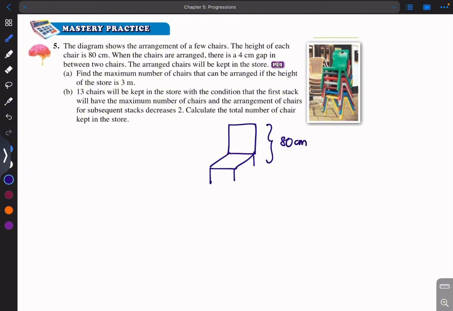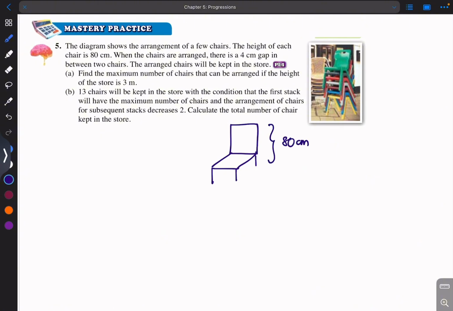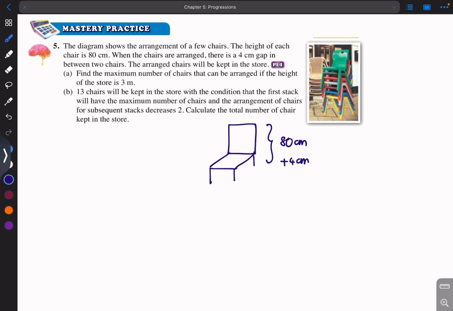But when we stack one onto another, it increases by 4 cm. So every chair we stack, the total height is going to increase by 4. So this looks like an arithmetic progression. So we can say a is 80, this is the initial height, and then every chair we stack, we're going to add 4 cm. Right.